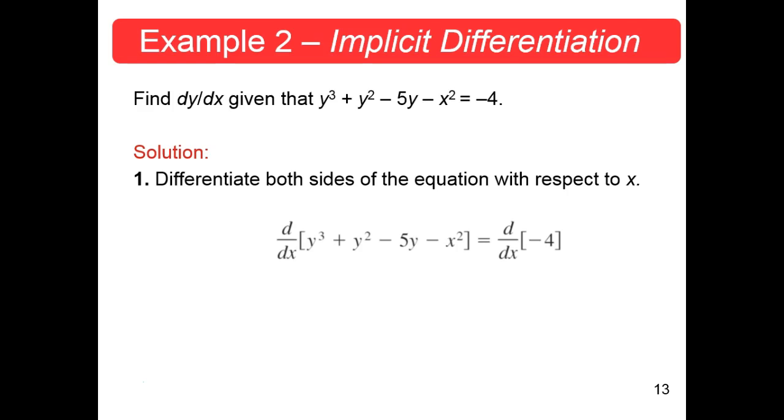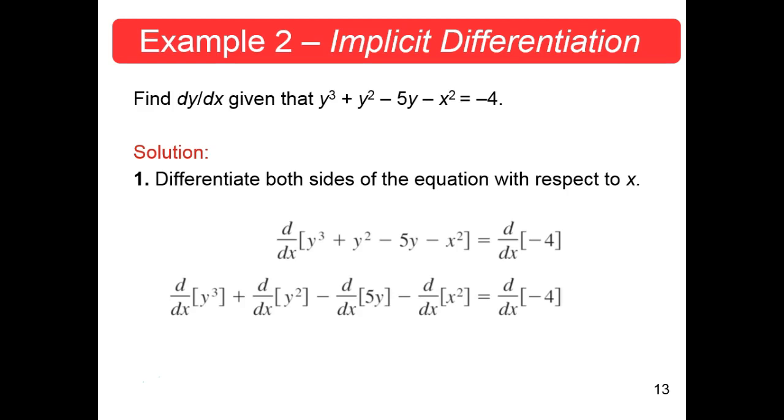Okay, they put this in there, which is perfectly good, legitimate, fine. They like to write extra steps. Now, to take the derivative of this, we're going to do d by dx of y cubed plus d by dx of y squared minus d by dx of 5y minus d by dx of, I love saying that, x squared, is equal to d by dx of -4.